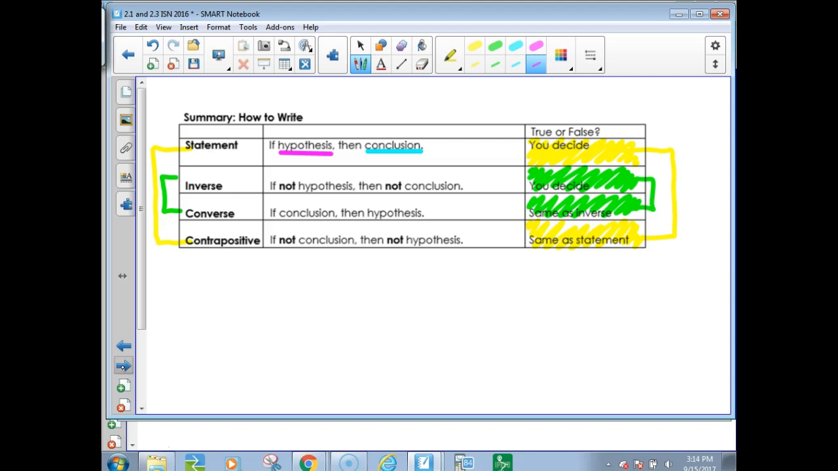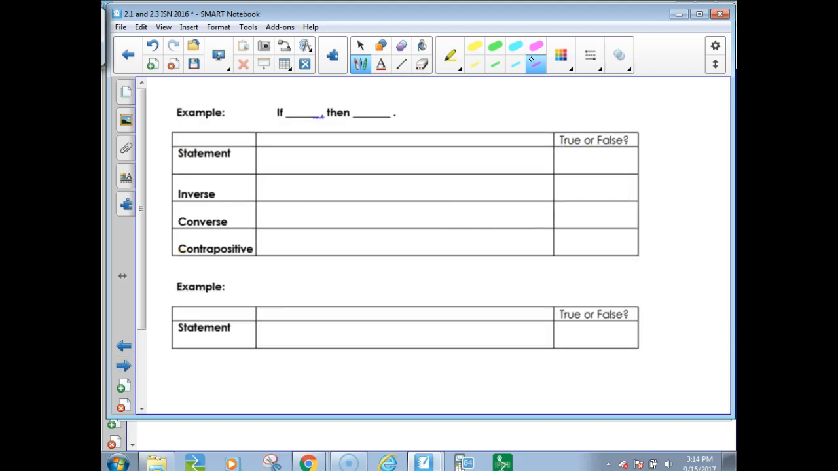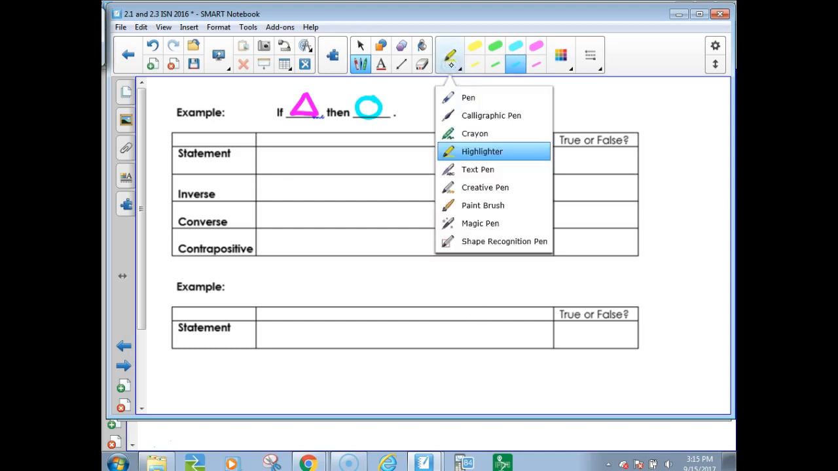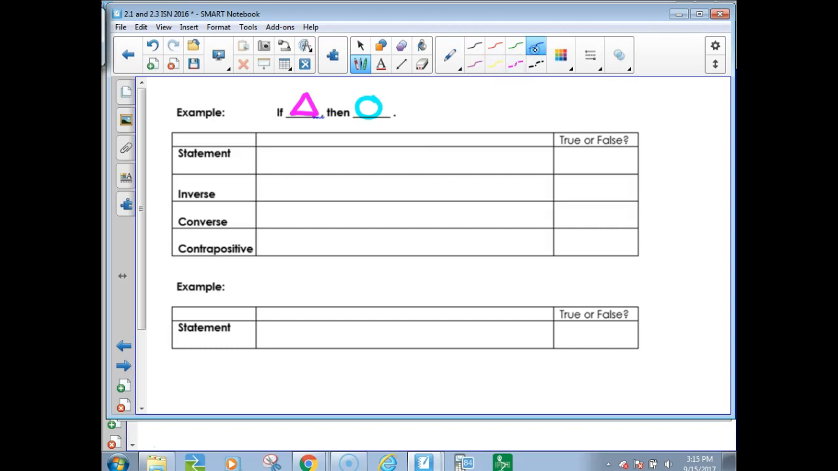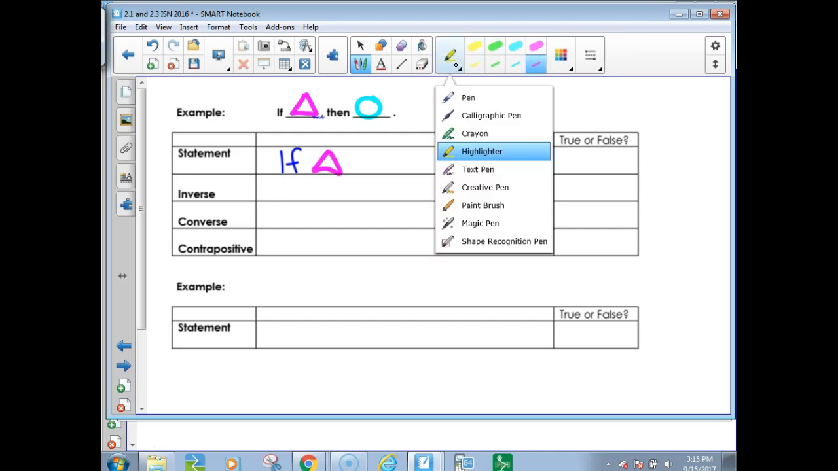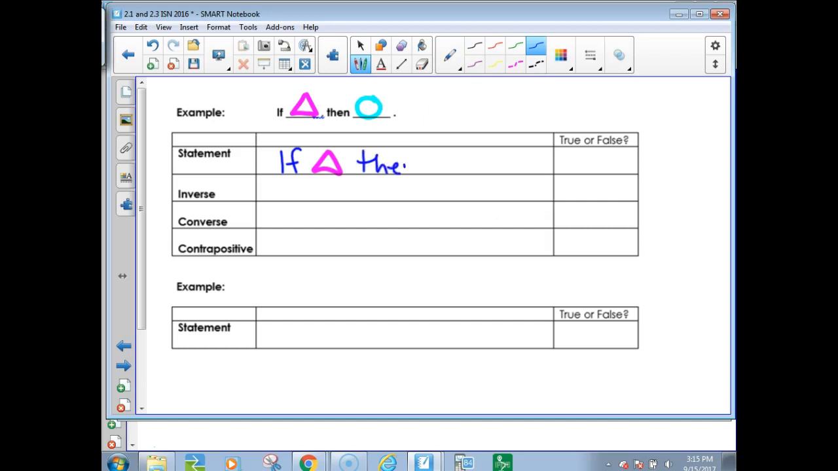So if you would, let's move on to the next box. Okay. We're going to do this with symbols. So what I would like you to do is use a triangle for your hypothesis and a circle for your conclusion. If you're using color, I'm making my triangle pink and my circle blue. All right, so the original statement is if pink triangle, then blue circle.